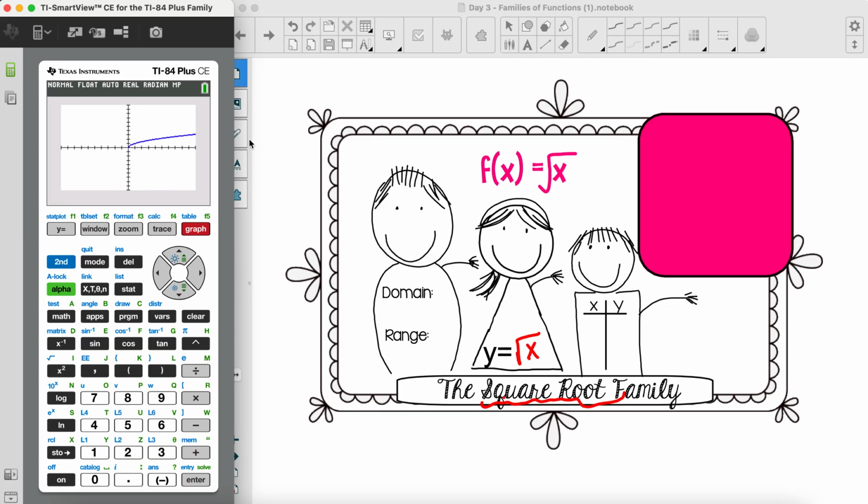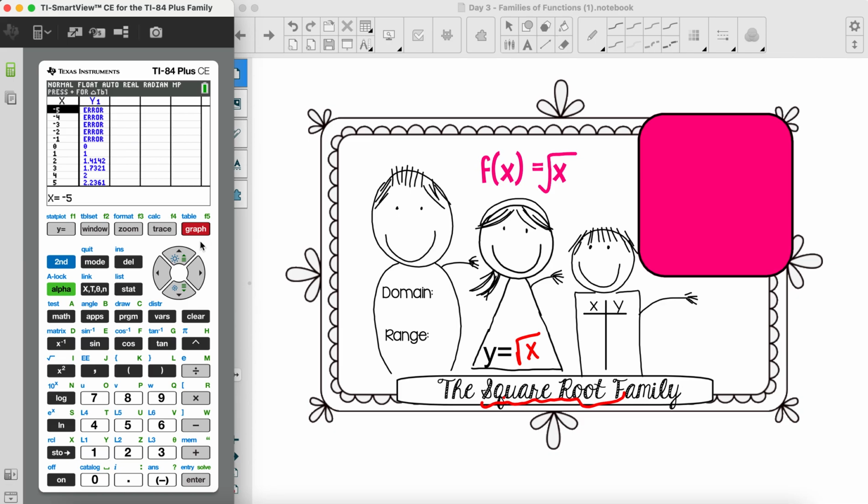In order to plot that, I'm going to look at my table of values. So I'm going to go second table. And once I'm in second table, see these error. I wish I were in class to say, why do they always say error? I'm hoping some of you realize it's because you can't have negative numbers under the radical. So that's why these don't exist for the graph. So your square root function begins at the point 0, 0.